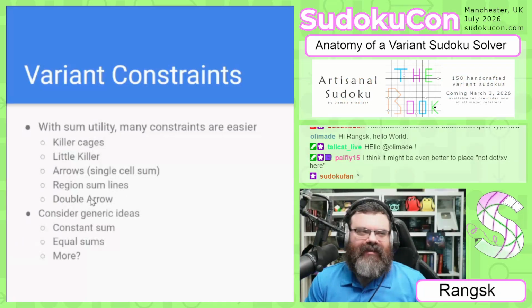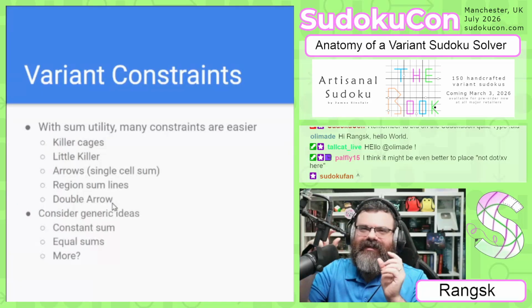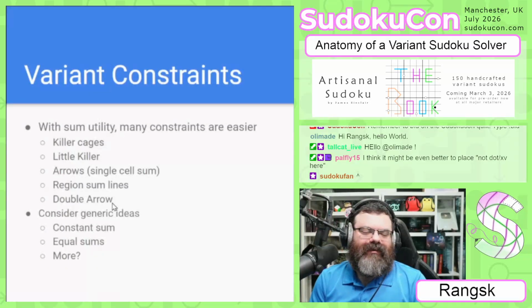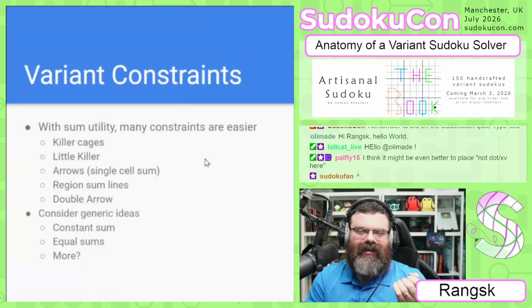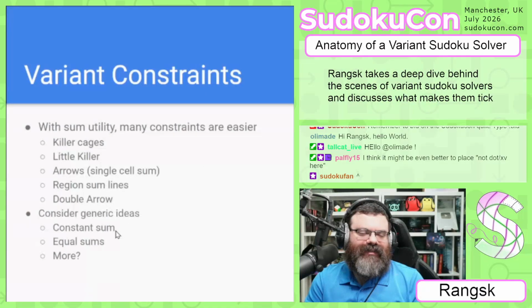Double arrow, which is a Zeta math invention, very similar to region sum in concept, where these two cells need to add to the same as this other set of cells. And so you can see how these utilities make a lot of things much easier. And actually, you can boil it down to just implementing these very generic ideas.